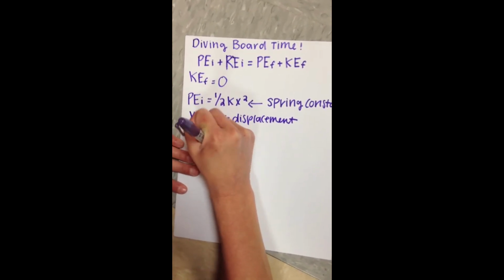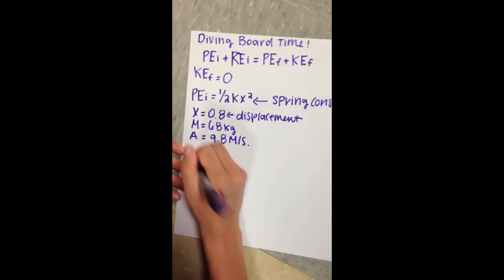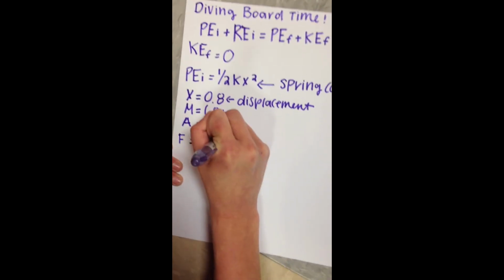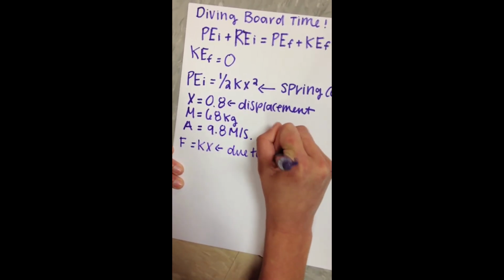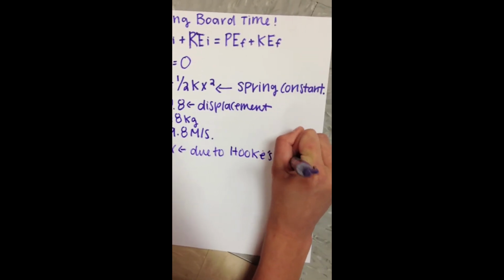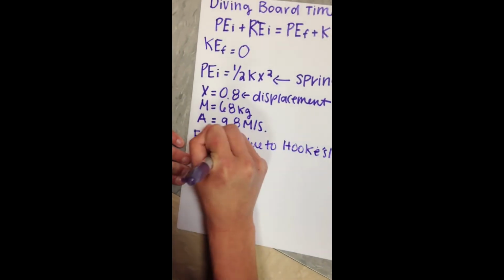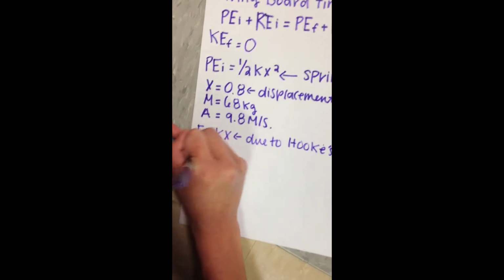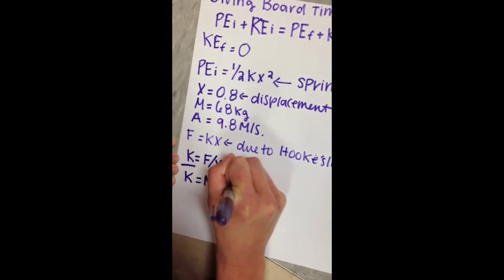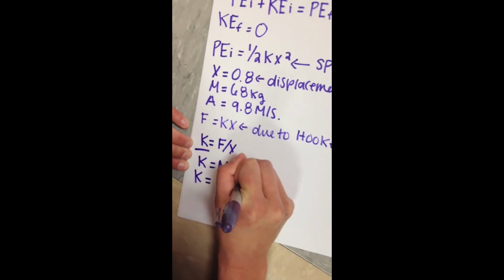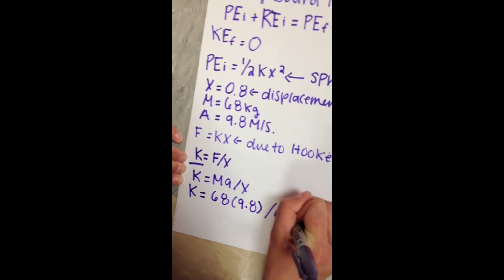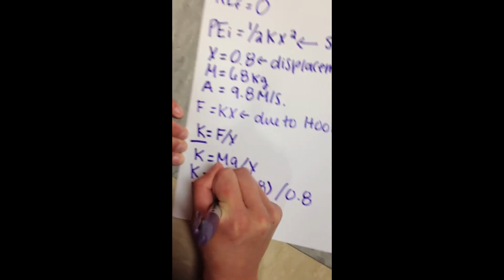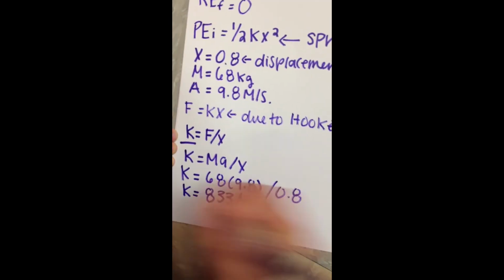To find the spring constant, we will need to use Hooke's law, which is F equals K times displacement. So we're going to rearrange that to get K equals F over x, and then we're going to use mass times acceleration for F to get K equals ma over x, and then we're going to plug in all of our numbers to get 833 newtons per meter.